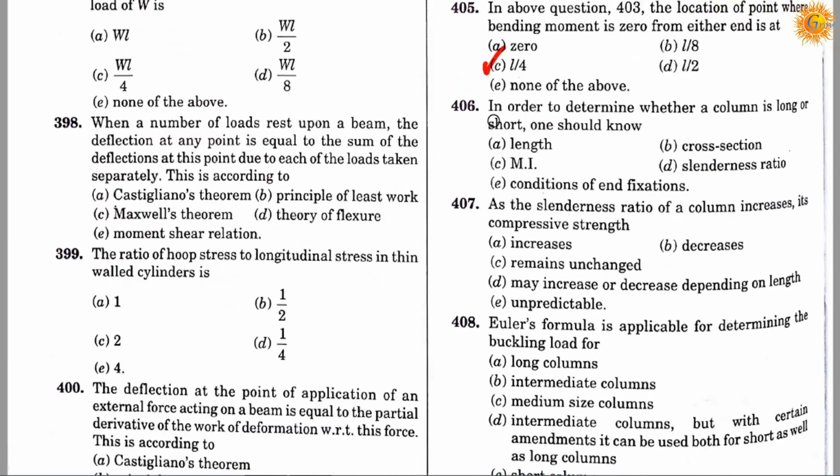Question number 406. In order to determine whether a column is long or short, one should know: option A, length; option B, cross section; option C, MI, moment of inertia; option D, slenderness ratio; and option E, condition of end fixations. So the correct answer is D, it will be slenderness ratio.